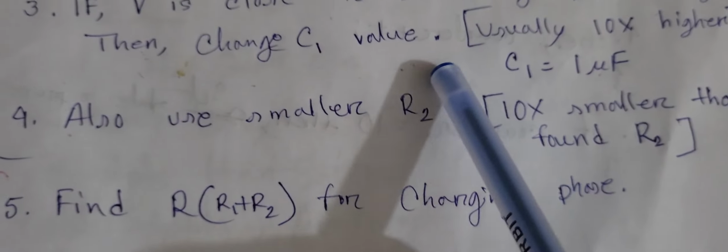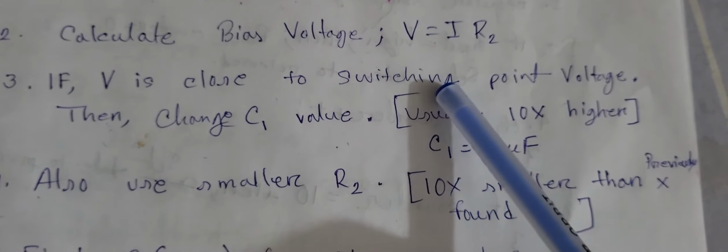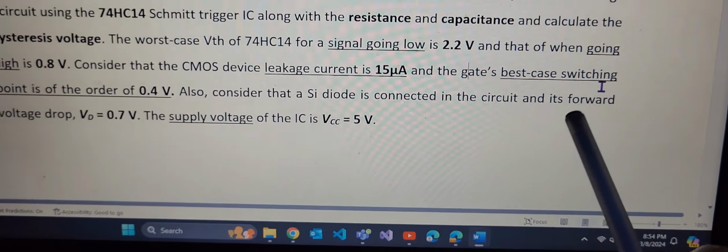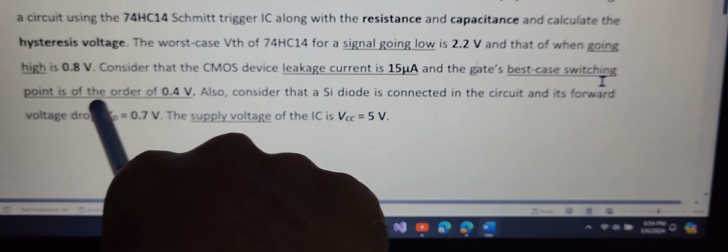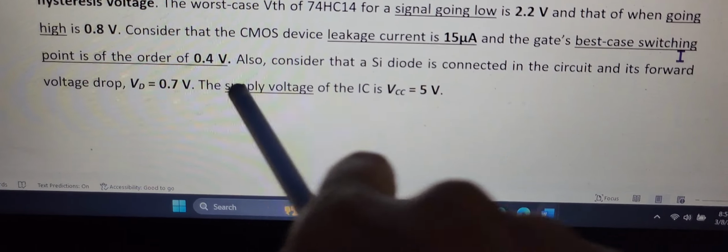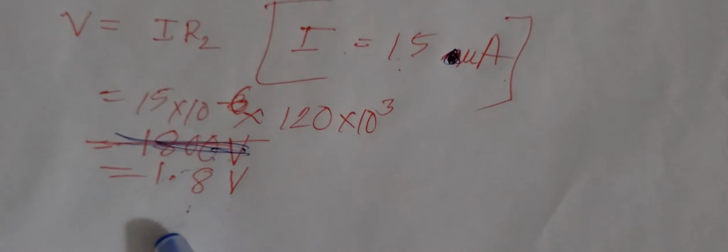The voltage mentioned in the problem, the switching point voltage actually, here you can see I mentioned it. If the voltage is close to the switching point voltage, here you can see in the problem. I will add a snippet of this problem so you don't have to look again and again. Here you can see the best case switching point is 0.4 volt. I guess you can see it correctly, 0.4 volt. So as we just got 1.8 volt here, and the actual voltage was 0.4 volt, so it is actually close.